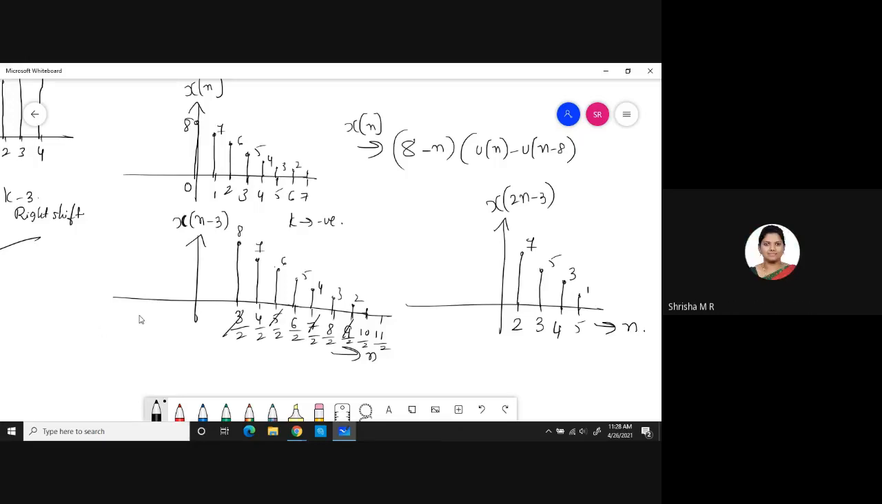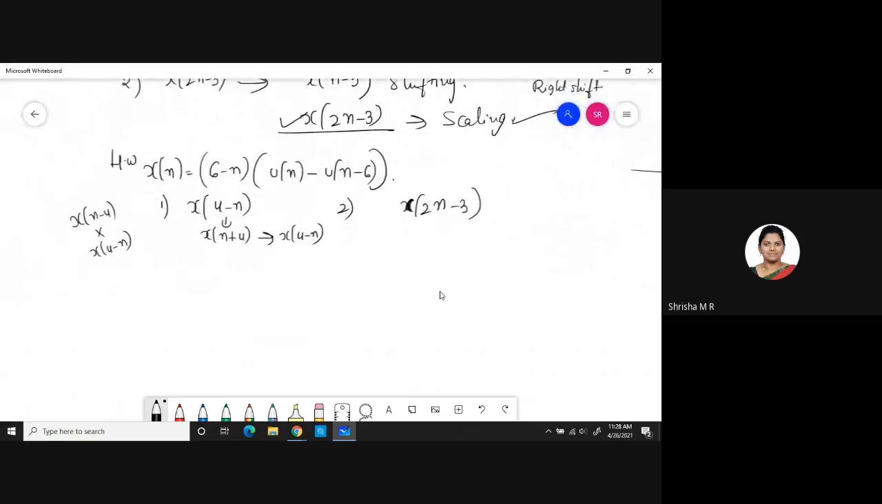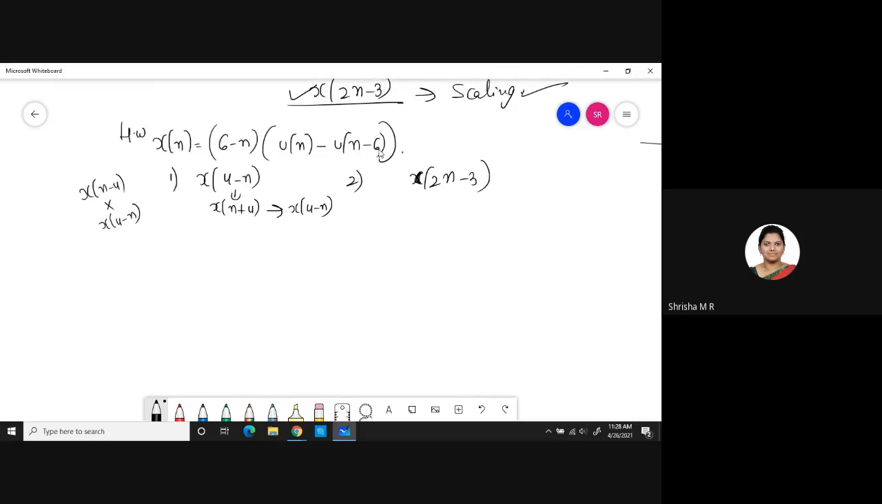You have any doubts? So I have also given you one more problem. 6 minus n. Correct? 6 minus n into u of n minus u of n minus 6. So I told you to plot x of 4 minus n and x of 2n minus 3. Okay. So do it in a similar way. So you have u of n. It's a discrete time unit step. So its amplitude is 1 from 0 up to infinity.